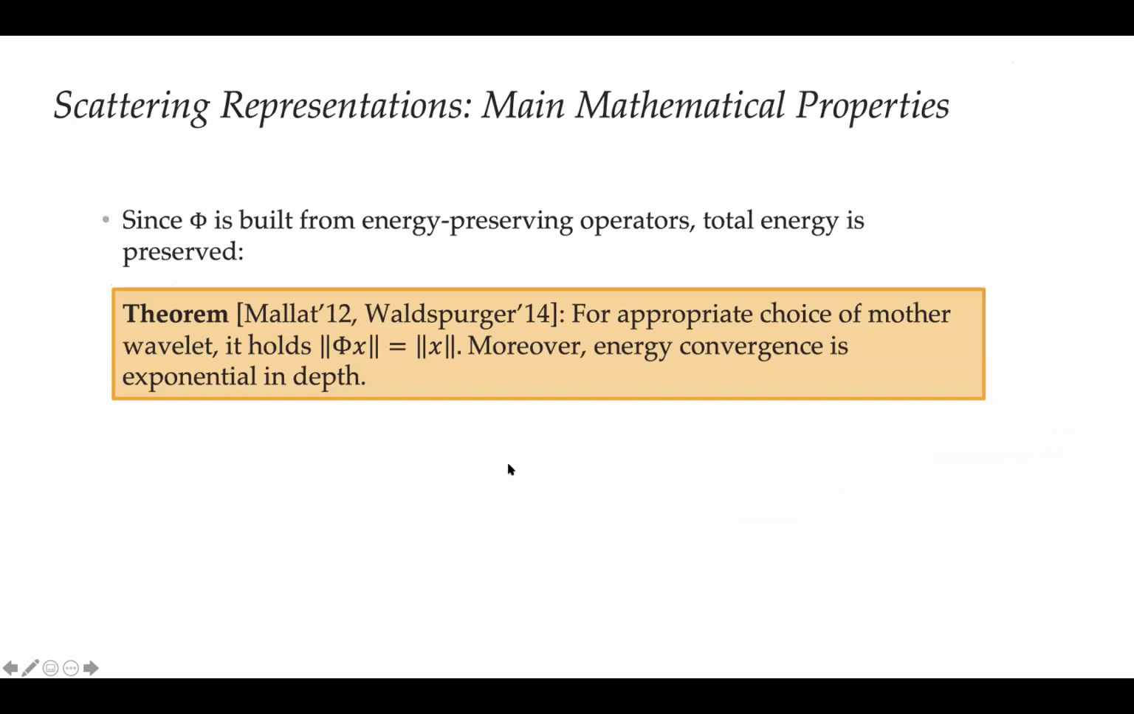Because we have such a control over the filters, there's a bunch of interesting mathematical properties that one can prove. In particular, because this representation is built from operators where we have a good control of how much energy they lose, in terms of L2, the total energy can also be shown to be preserved.